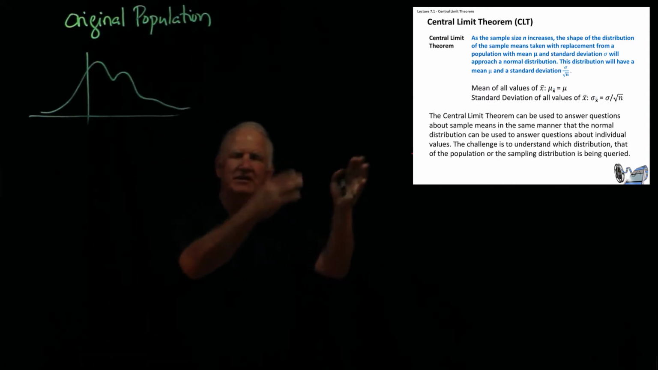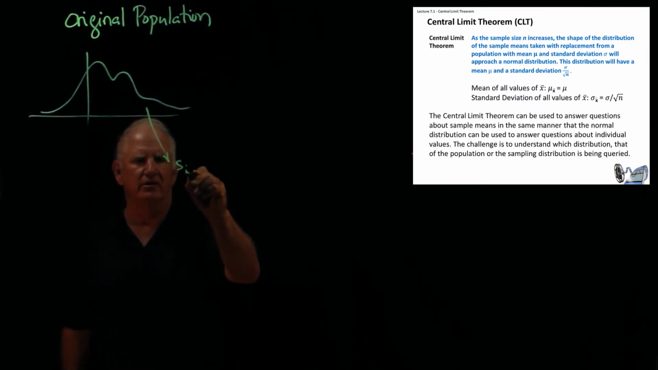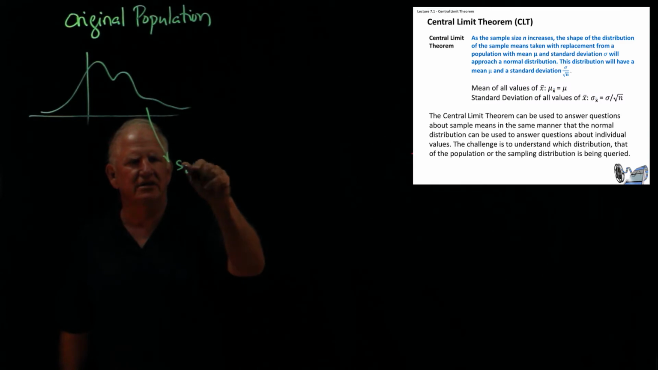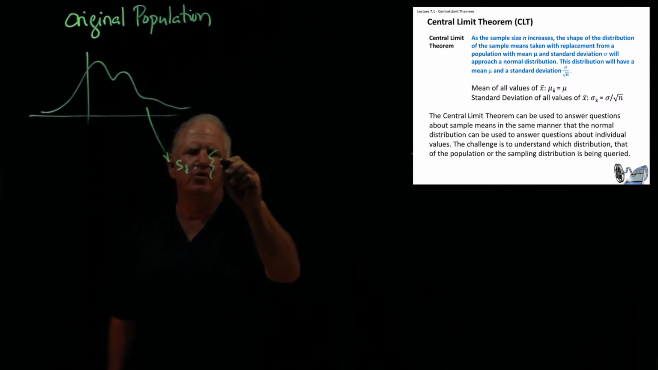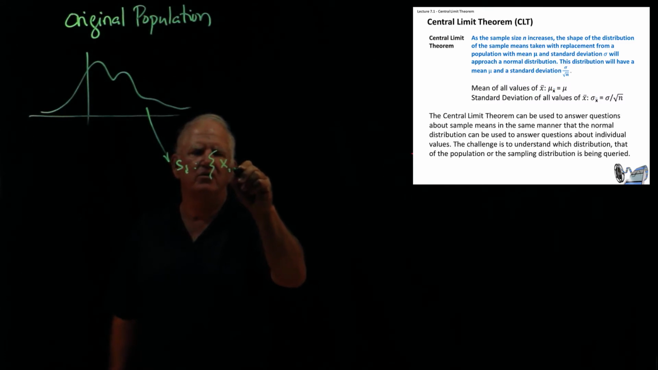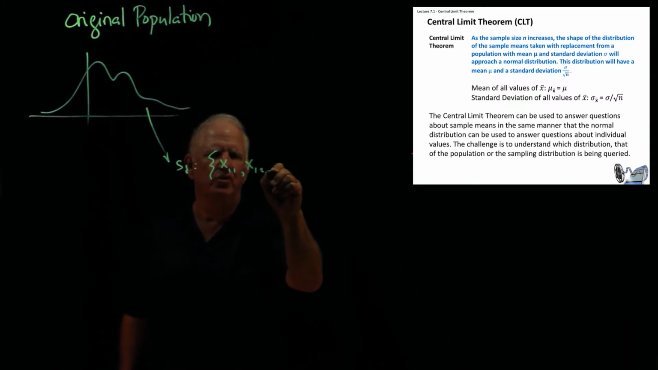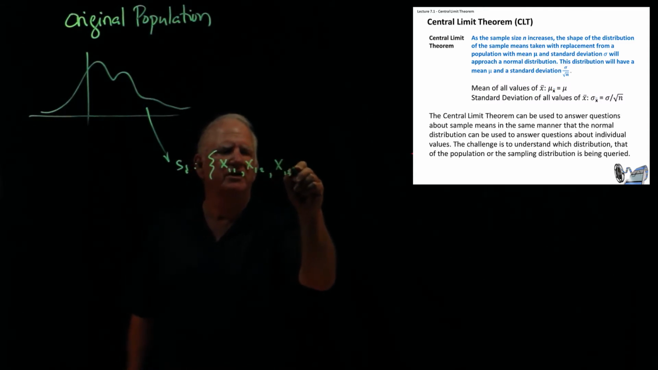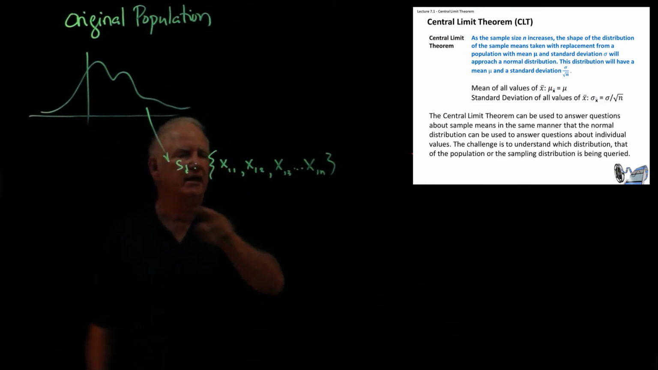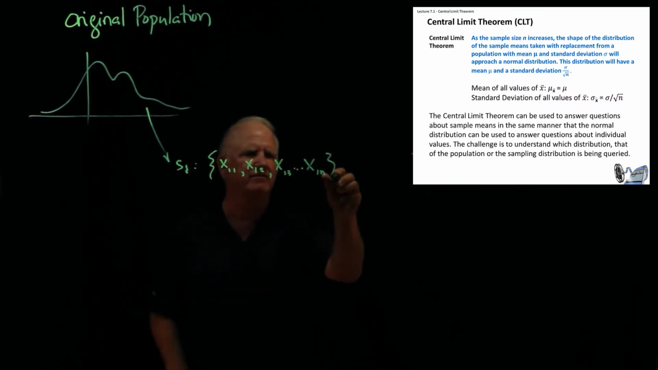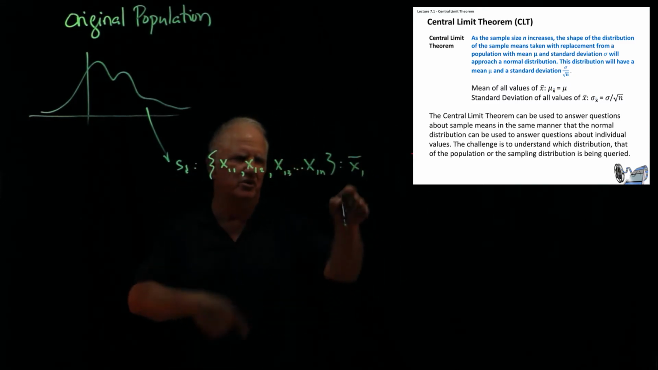So if I start to take samples, here's a sample right here. I'm going to call it S sub 1. It is the set of all points x1,1, x1,2, x1,3, dot, dot, dot, x1,n. There's my first sample. If I took the mean of that sample, I would get x bar 1. Sample 1 has x bar 1.